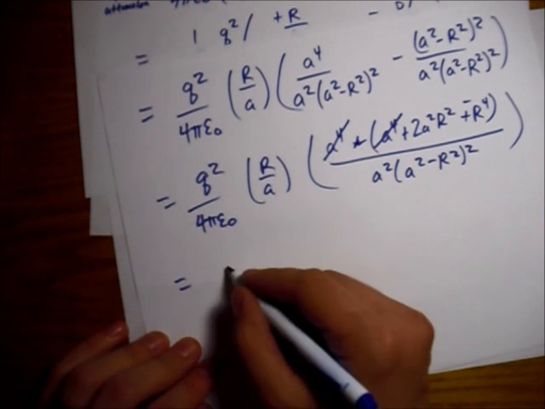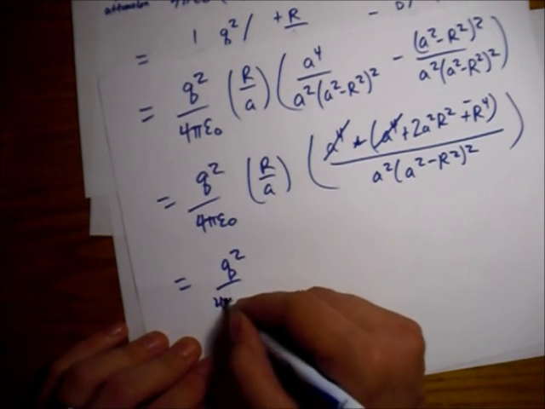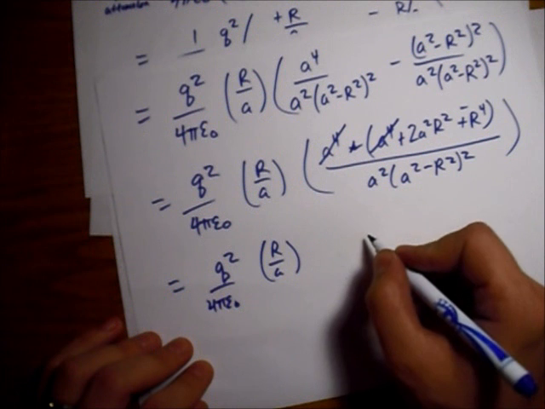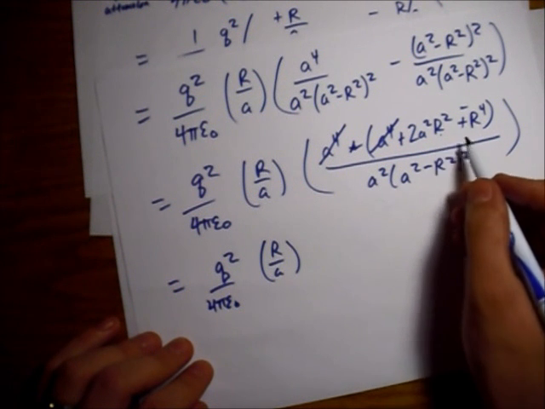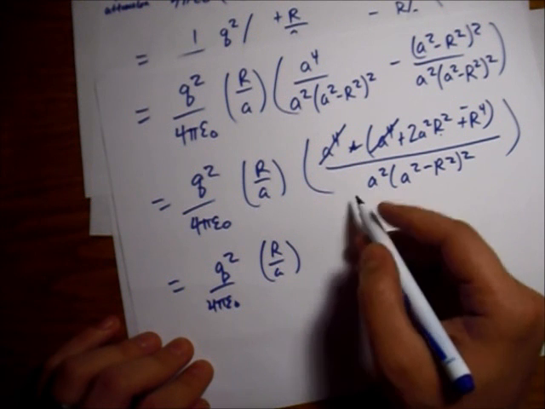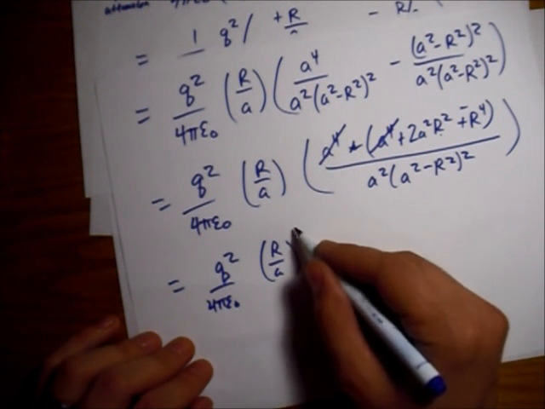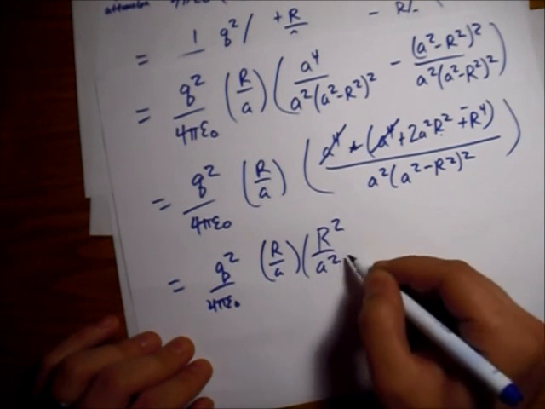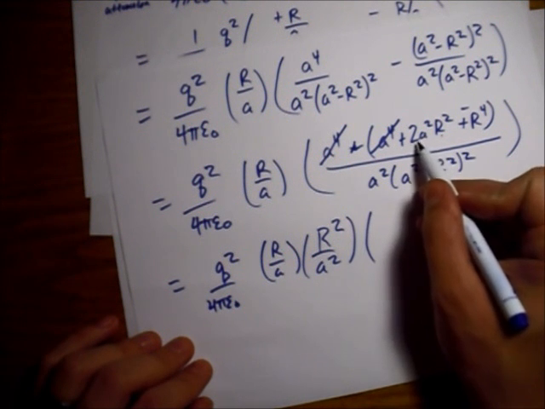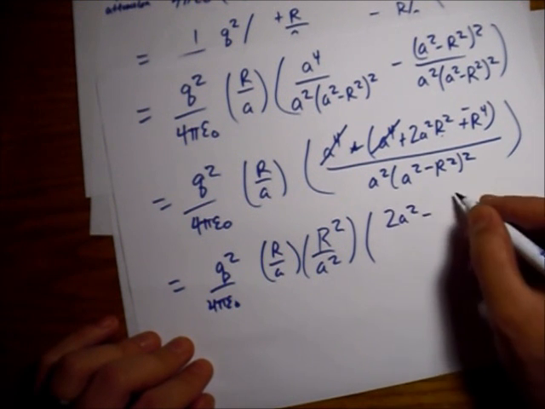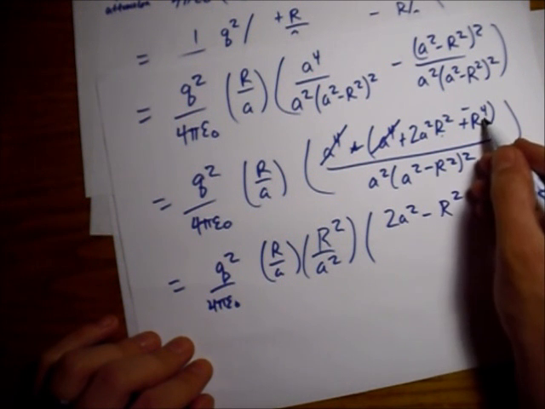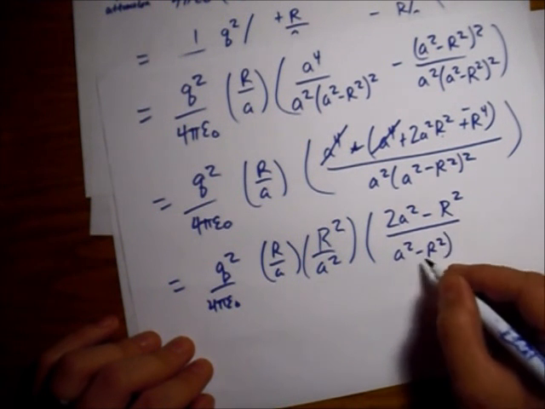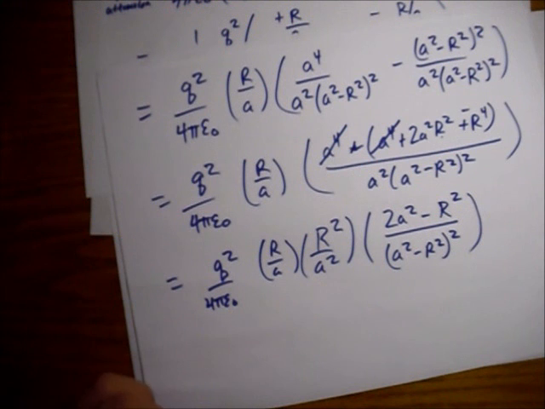So Q squared over 4 pi epsilon naught R over A. Let's factor out another R squared and this A squared down here. So we'll have a factor R squared over A squared. Write this out. And what do we have left? We have a 2A squared minus, there's an R squared left right here. We factored out this A squared, so we just have an A squared minus R squared, quantity squared down here on the bottom.